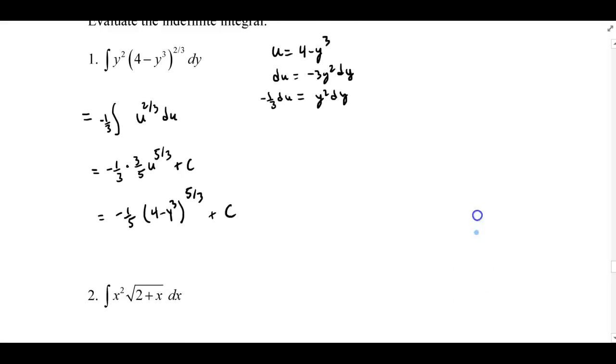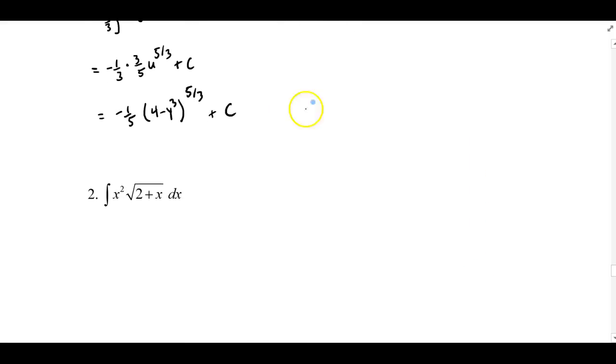The next problem, once again, we see the composition here, so we're going to attempt to use u to be 2 plus x. So du is going to equal dx. Now we notice here that du is dx, but there's an extra x squared on the outside.